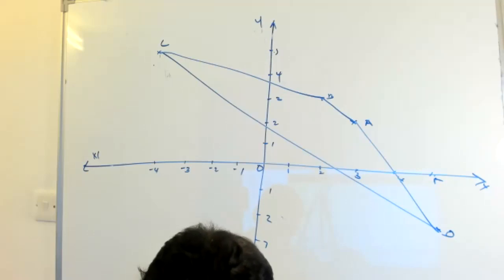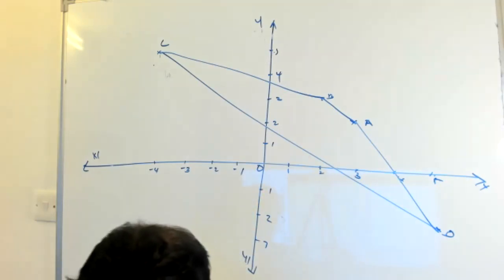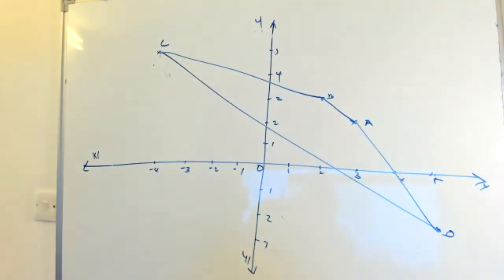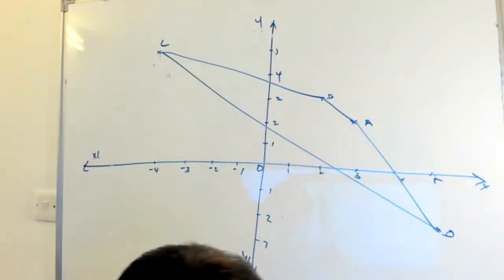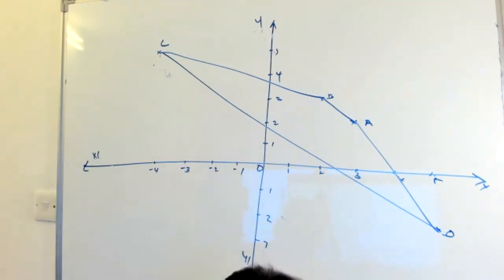Okay, Ananya, you mark it A, B, C, D. You didn't mark that one. Ananya, you mark it A, B, C, D.